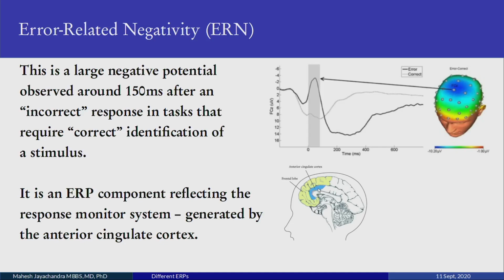Anterior cingulate cortex is a much storied cortical area. Some neuroscientists feel that one of the seats of consciousness, as it were, is in the anterior cingulate. So this ERN is an ERP component reflecting the response monitor system, and it tells you whether you made a mistake or not. So you can imagine it's useful to know that you made a mistake.